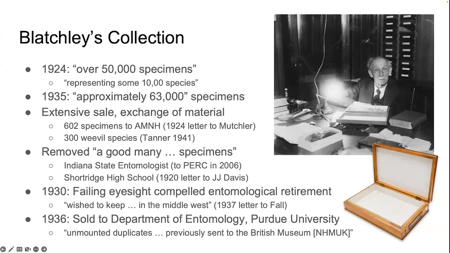In 1930, Blatchley's eyesight had degraded to a point that he was compelled to give up entomology. He wished to keep his collection in the Middle West and sold it in 1936 to the Department of Entomology at Purdue University, then chaired by his friend, John June Davis. Blatchley had previously sold his unmounted duplicates to the British Museum. And here is a picture of Blatchley in his study at home. One of those cases with Blatchley Schmidt boxes is visible in the background.